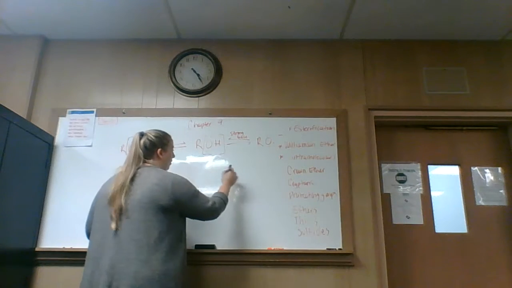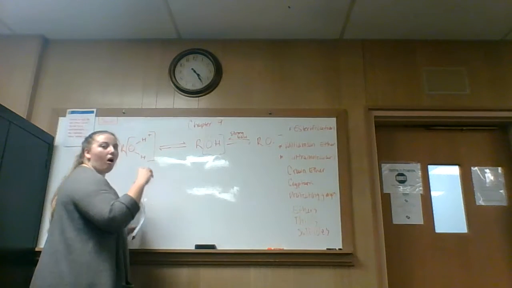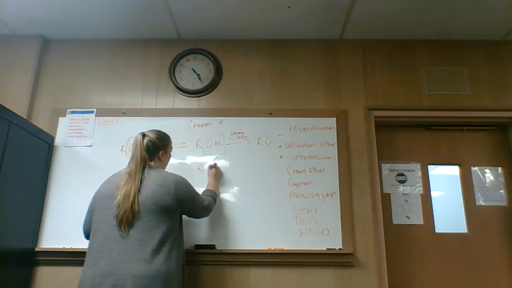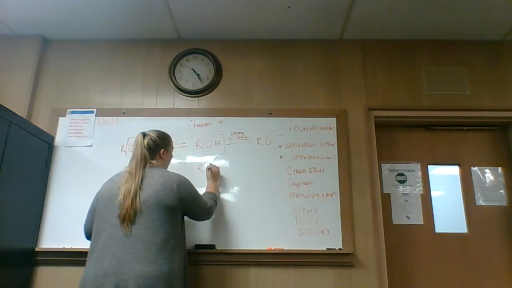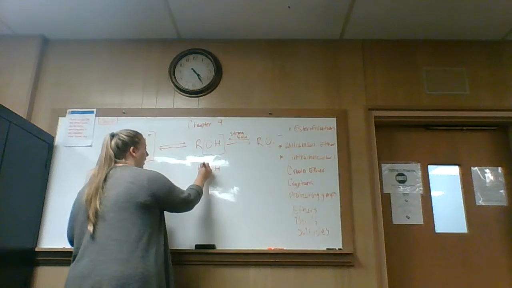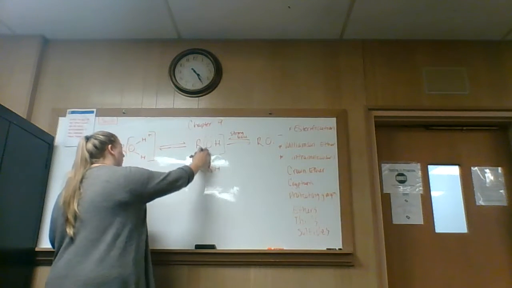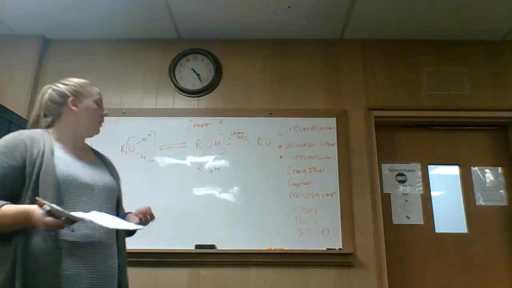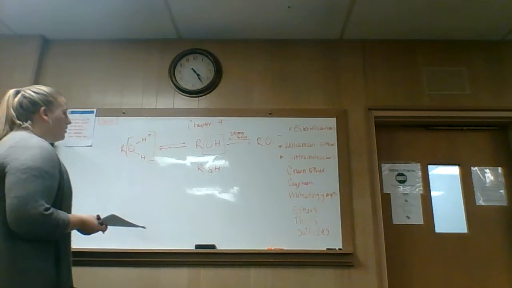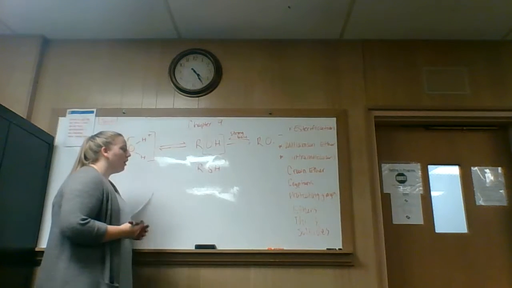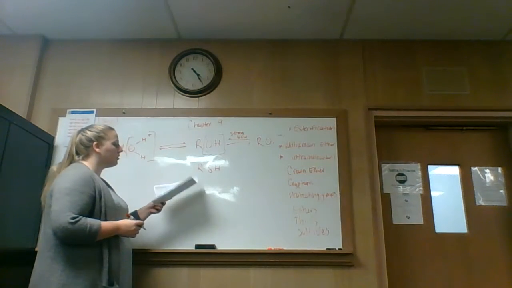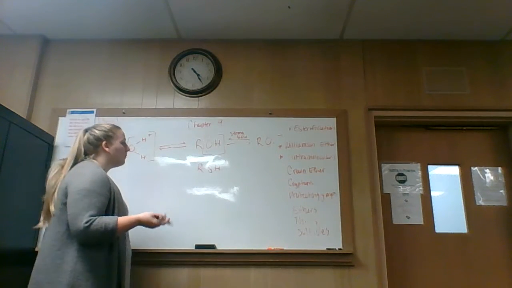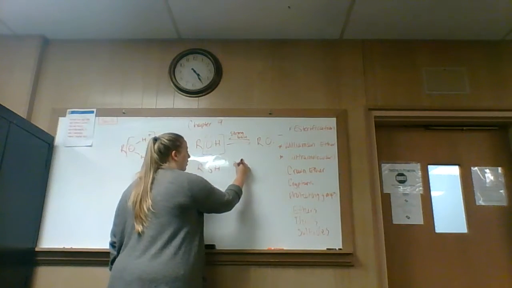A thiol is an alcohol analog. So we know that alcohols are this. Sulfur is an analog of oxygen because it's right below it on the periodic table, so it's going to react very similarly. Some things you should know about thiols are some of their physical properties, like boiling points.